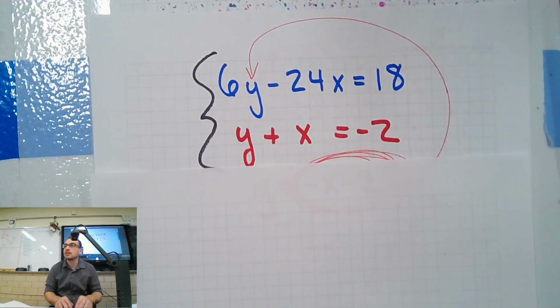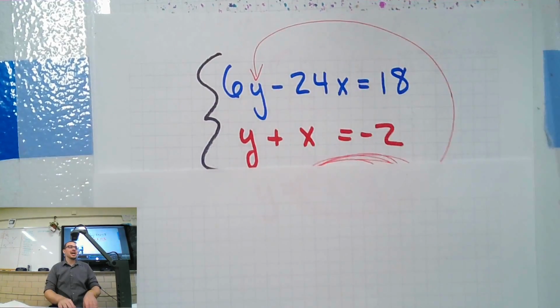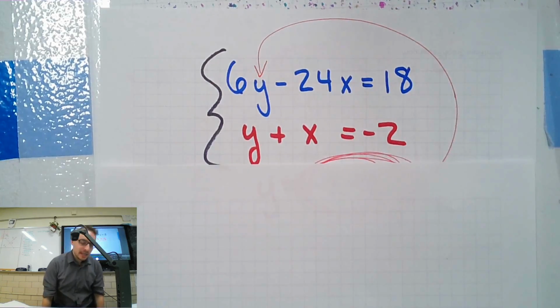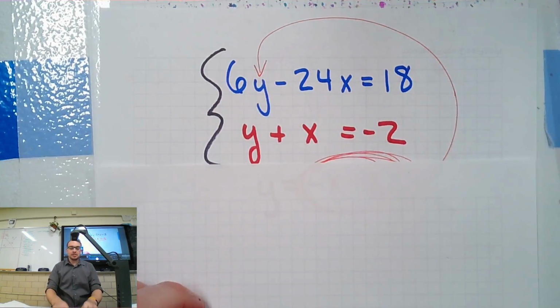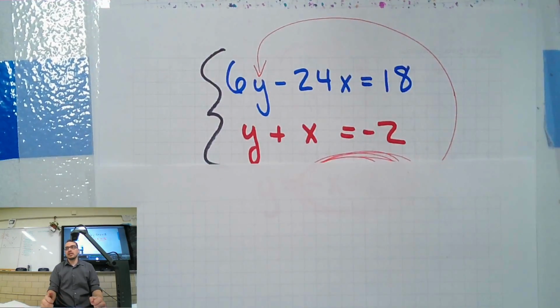Jace, what are you thinking? Linear combination. Linear because both these equations are lines. Combination because we're going to combine them. Here's how it works. When it's in standard form, it's super easy to do this. Do you see how my y's are already lined up and my x's are already lined up? That's super convenient. If it wasn't, I could switch them, but they already are.